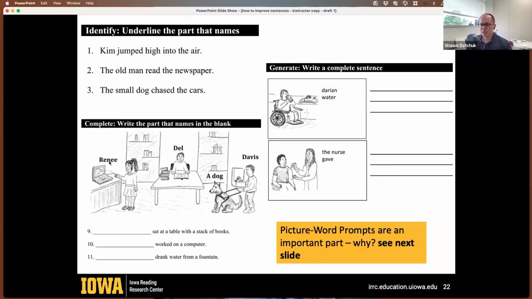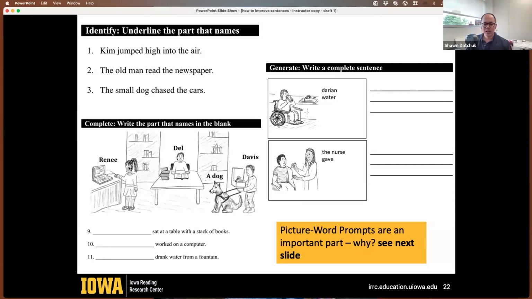So here they're looking at a picture word prompt. It says, "Blank sat at a table with a stack of books." The part that names here would be Dell, so we would fill in Dell. Notice how the complexity of this skill is gradually changing, to where this would be, quote unquote, easier to identify. This is a little bit more difficult to now have to complete. And then finally they would get to generate, where now they see the picture word prompt and they would have to generate a complete sentence.